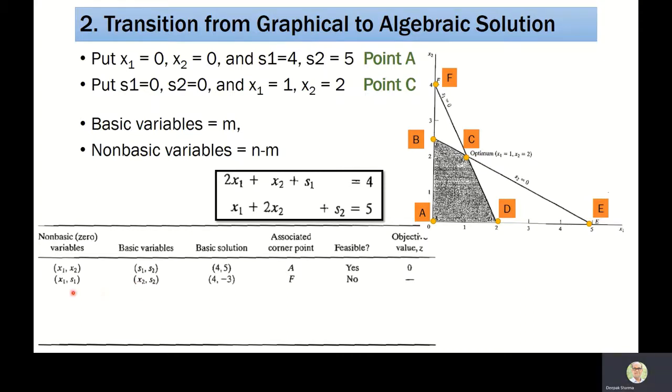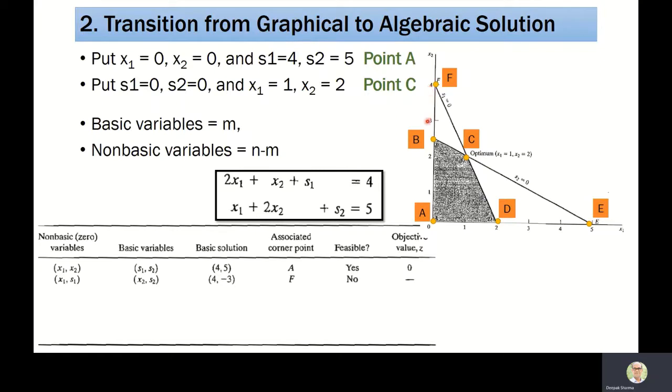So again, we are taking x1 and s1 as non-basic, means both of them are 0. x2 and s2 as basic, so they are non-zero values, so some values are there. Now look at the graph. Now x1 and s1 should be 0. So I know that if I am moving along the y-axis, the value of x1 will always be 0. So either this point will be B or this point will be F.